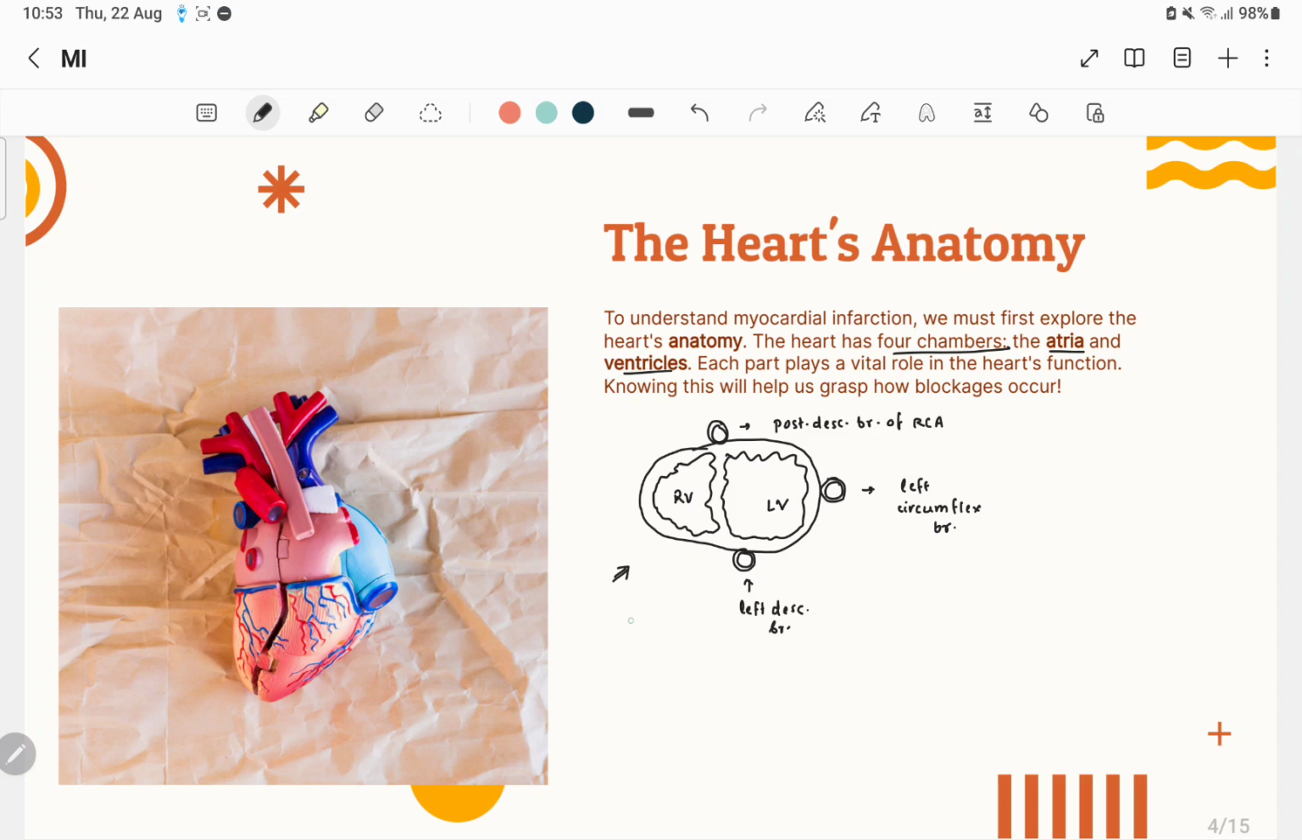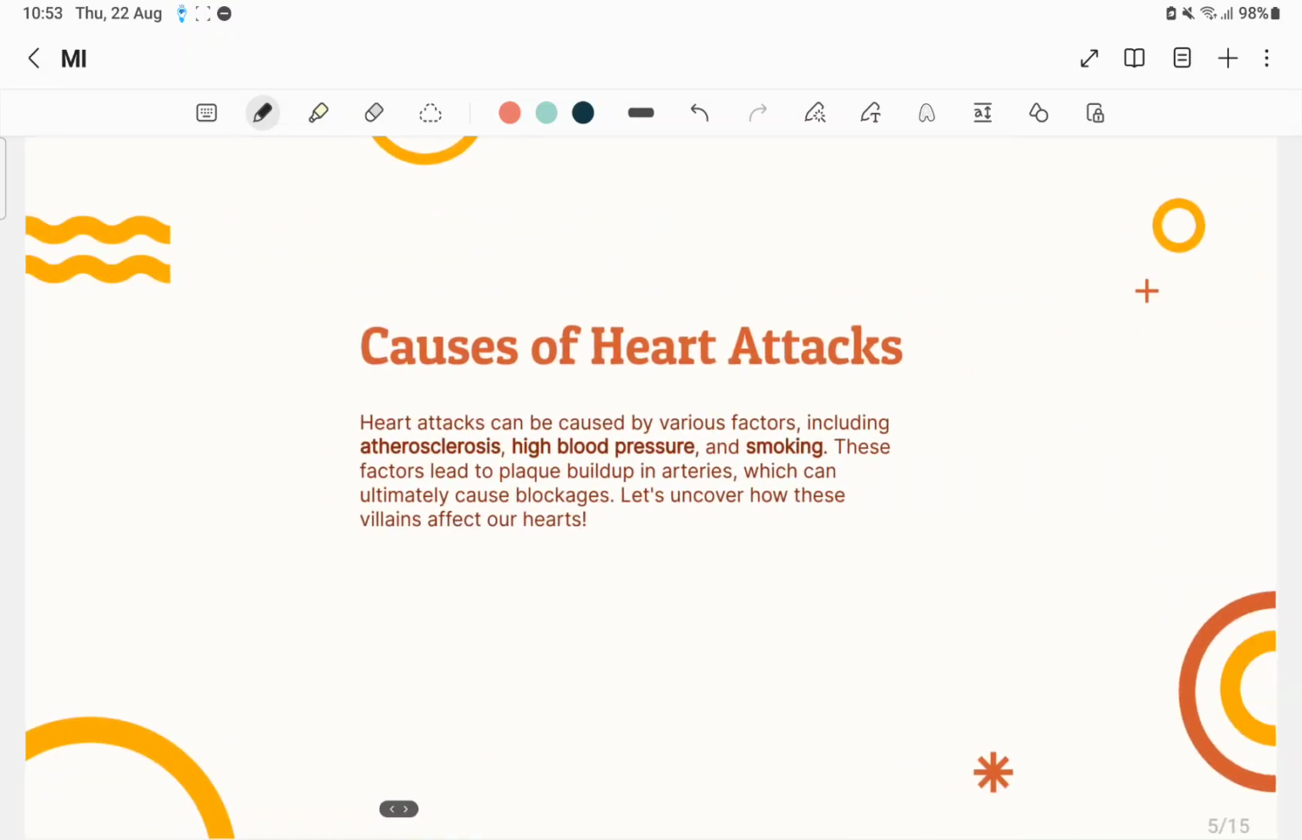You must know this basic anatomy in order to understand the types of infarcts, the transmural infarcts and the non-transmural infarcts. And then we have another type also, which is called the multifocal infarcts, right? So let's discuss the types of infarcts now.